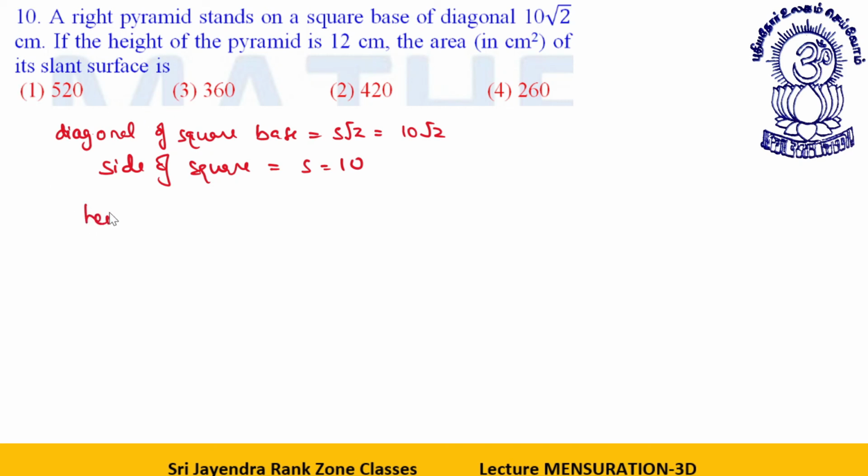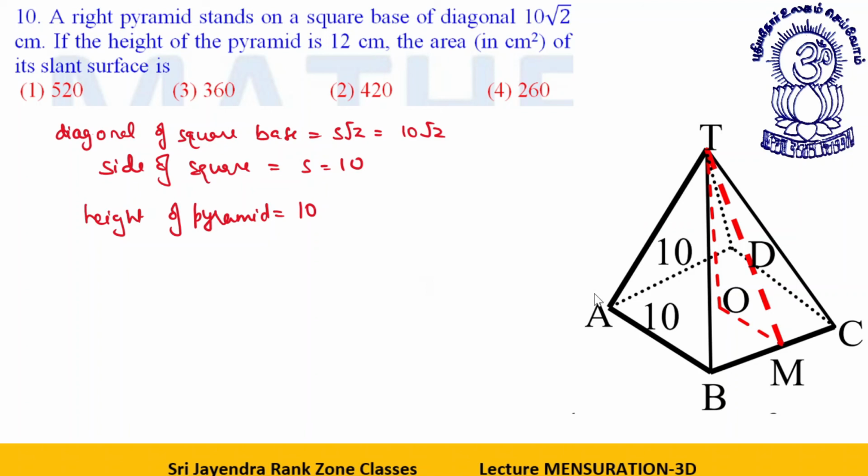Okay, height of pyramid. Now you need the area of the slant surface. If I look at the diagram, the height of the pyramid is OT, and OT is equal to 10. And what will be OM? O is the center of the base, so OM will be side by 2, that is 10 by 2, that is 5.